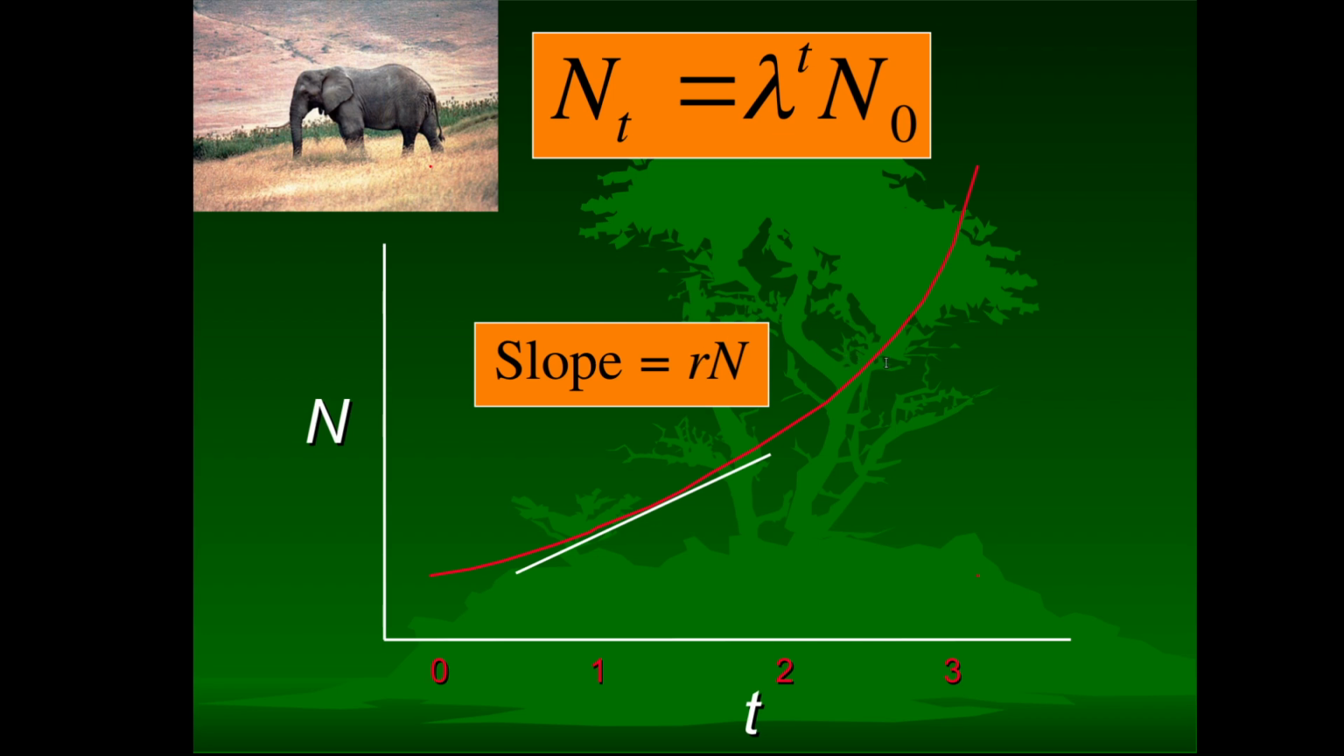Well, this makes sense. As you increase n, the slope of the graph increases also. So we can use this little r as our indicator of the rate of increase of the population. The bigger it is, the bigger the slope of this curve at any point, which means the faster the rate of increase.